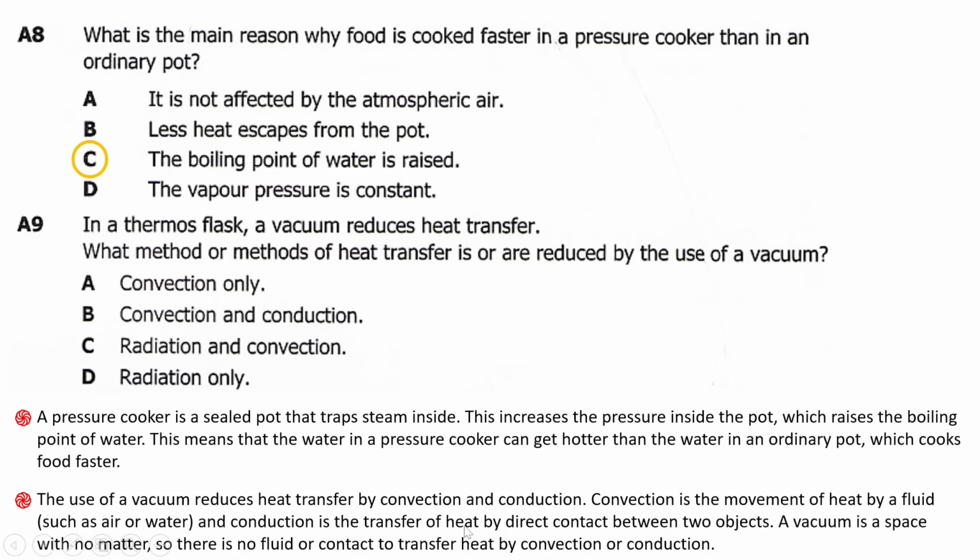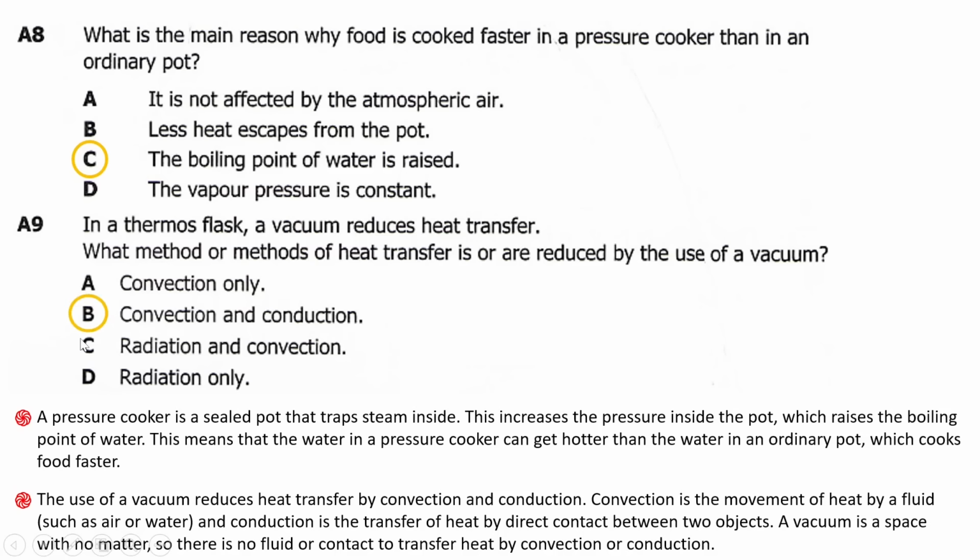Conduction is the movement of heat by direct contact of two objects. So even in conduction, you need matter. But vacuum is a space with no matter. So how can conduction and convection transfer heat in vacuum where there is no matter? Not possible. So when they say what method or methods of heat transfer is or are reduced by the use of a vacuum, it is convection and conduction.